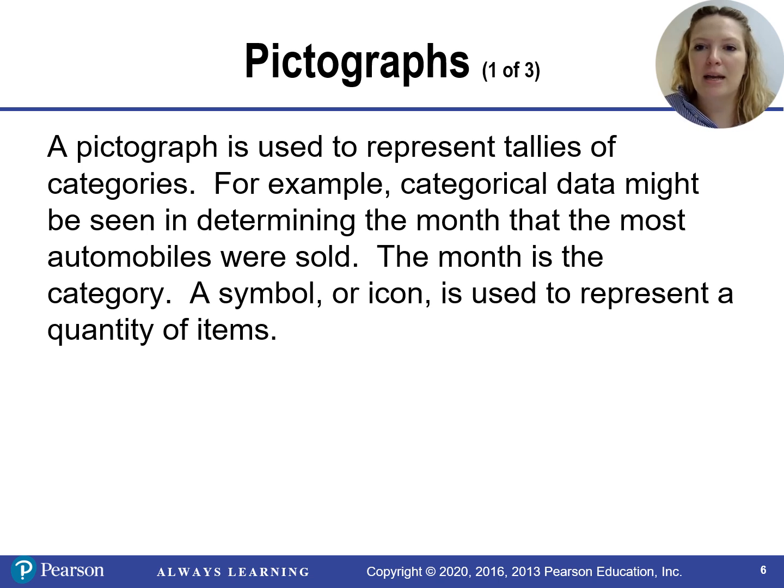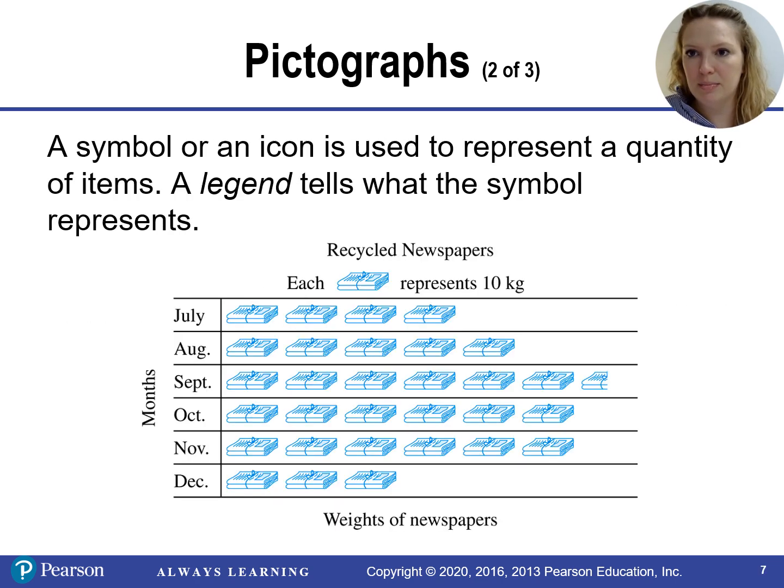So one way we can represent categorical variable data is through a pictograph. For example, categorical data might be seen in determining the month that the most automobiles were sold. The month is the category, and then we use a symbol or icon to represent a quantity of those items. So on the pictograph, the legend tells us what the symbol represents.